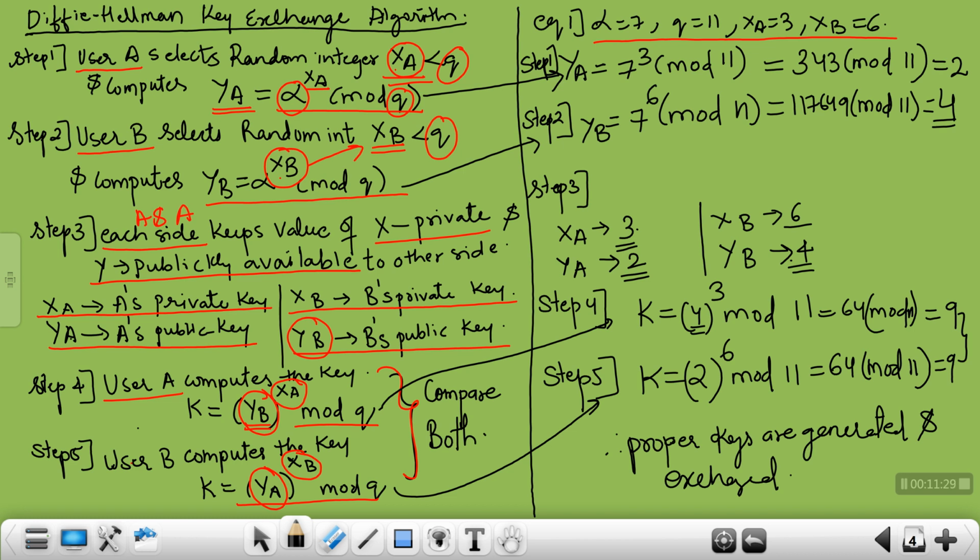I will give you 3 more examples to solve for the Diffie Hellman key exchange algorithm in your tutorial. So that's all for this session. In the next session we are going to learn the ElGamal public key crypto system, one more algorithm used in cryptosystems. Thank you. That's all.